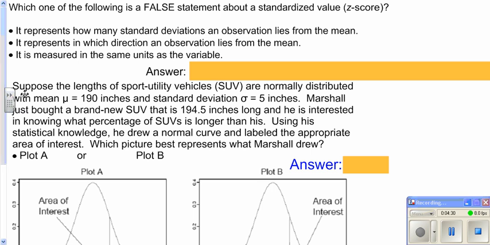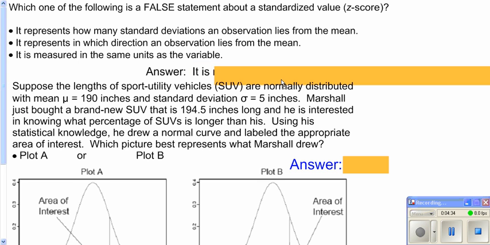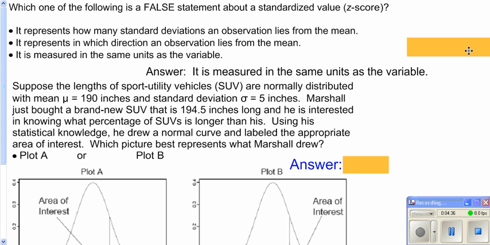So let's answer some questions. What's false about our standard z-score? Your z-score value has no units.